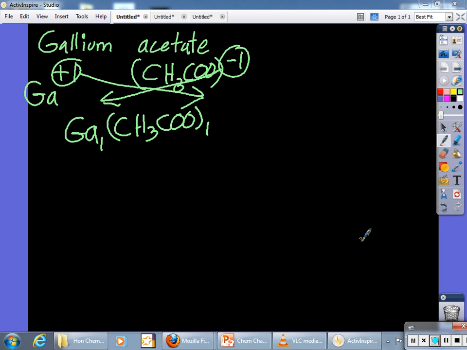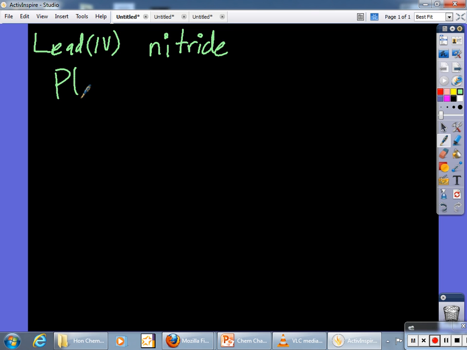All right, now we're doing lead. Lead IV nitride. Lead 4 cross with nitride. And this is off the front chart on the study guide. All right, so the charge of this lead is just 4. That's what the Roman numeral tells you.